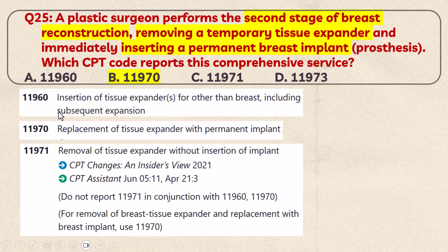When you go to the code description, 11960 is insertion of tissue expanders for other than breast, including subsequent expansion. But in our case, this is breast. 11970 is a replacement of tissue expander with permanent implant. So that is the correct code here because we are removing the previous one and implanting the permanent one. When you read the other code description, 11971 is removal of tissue expander without insertion of implant. So that also is not possible. So the correct code will be answer B, 11970.